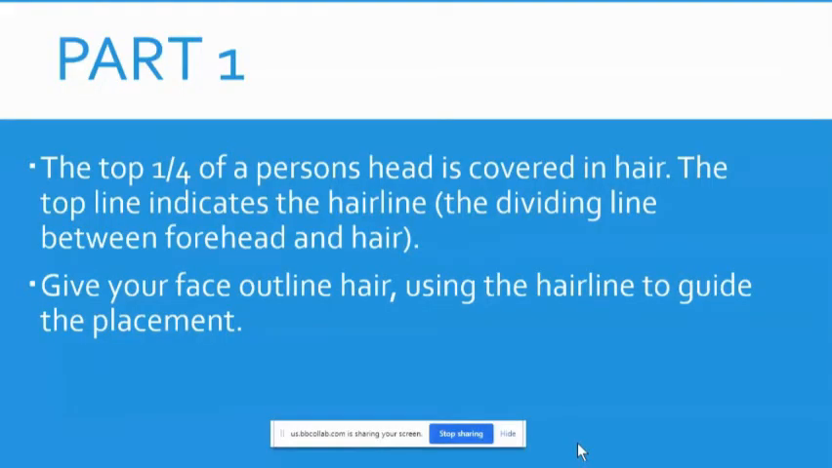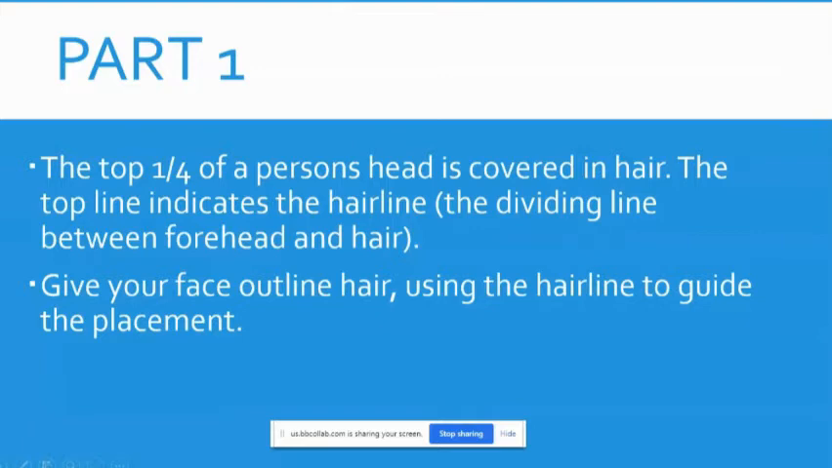The top fourth of a person's head is covered in hair. The top line on your worksheet indicates the hairline, the dividing line between forehead and hair. So in a moment, we're going to give our face outline some hair using the hairline to guide the placement. Now, there's always people who question this. It seems like that's a weird place to put hair.